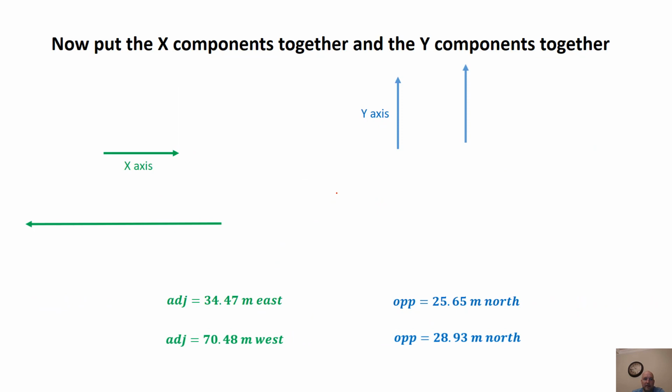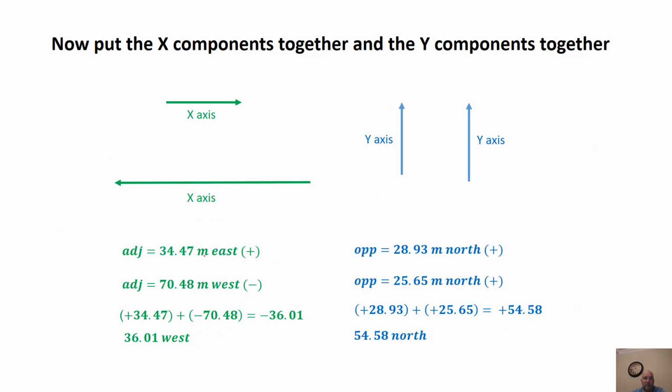This is what you're doing. You're throwing everything together. And so you have 34.47 meters east. We're going to call east positive. We have 70.48 meters west down here. We're going to call that negative, and we add the two and we get a negative answer because we're more west than we are east, and we get 36.01 meters, and it will be meters west.